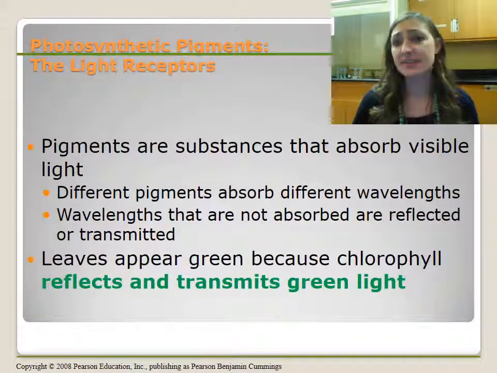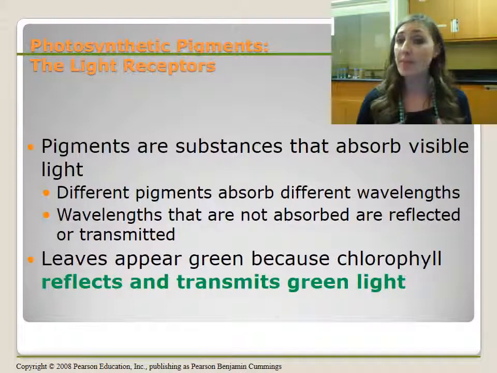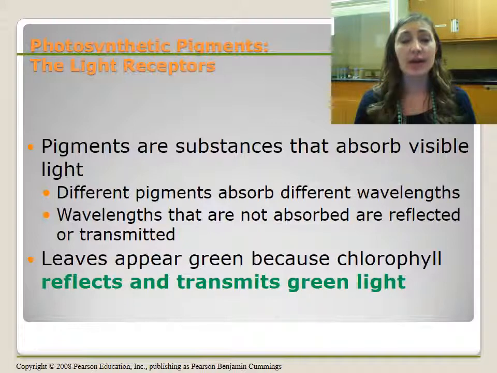In photosynthesis and the light reactions, it's all about the pigments. And these are the molecules that are going to absorb light. So if you have different pigments, those absorb different wavelengths. If the wavelength is not absorbed by that pigment molecule, that wavelength is then reflected, and that is the color that we see in the visible light spectrum.